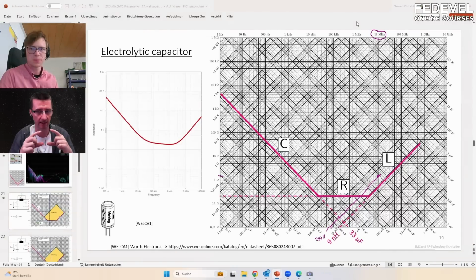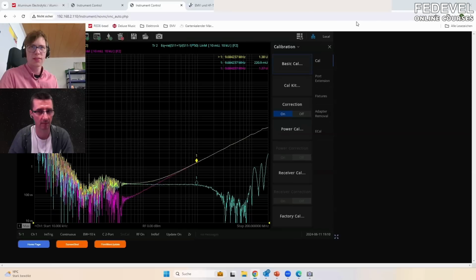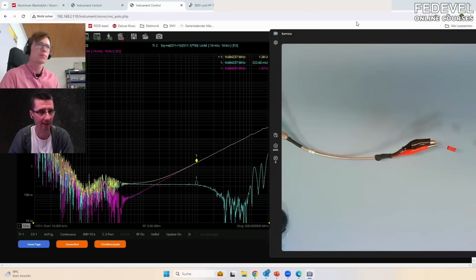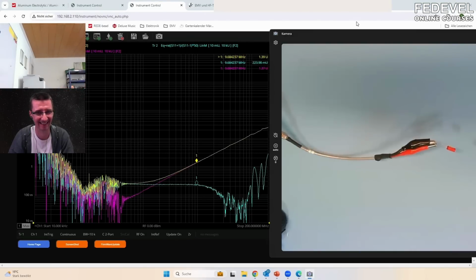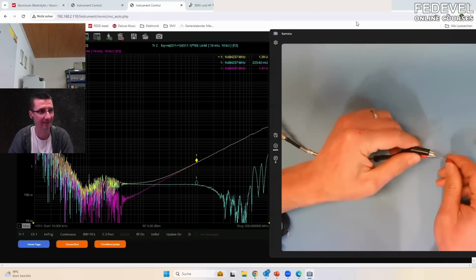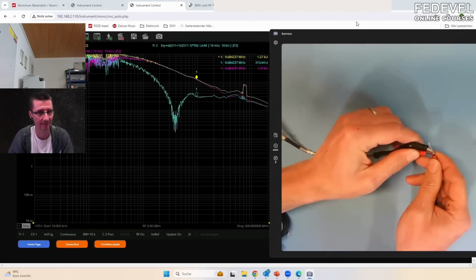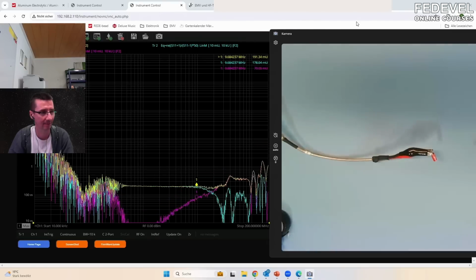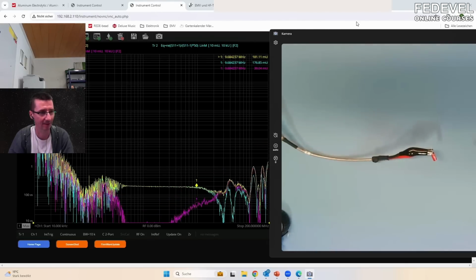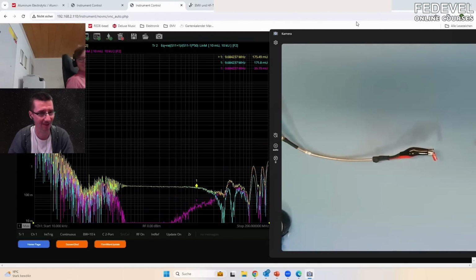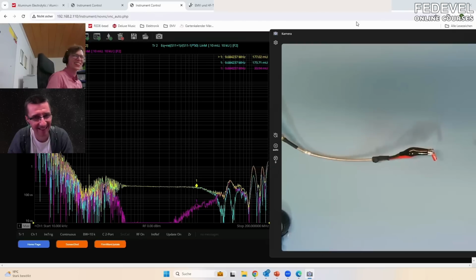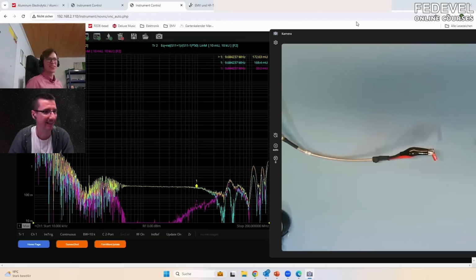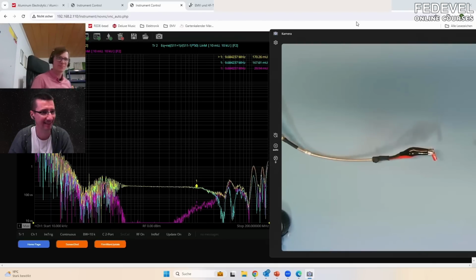Because the leads are a little bit longer where you connected the capacitor. Exactly. And this is also something we change now. Okay, let's do it. I'm curious. So now we have 1.4. Let's connect it a little bit closer now. Maybe it's not shorted or something? No, it's not shorted. This is due to the calibration.